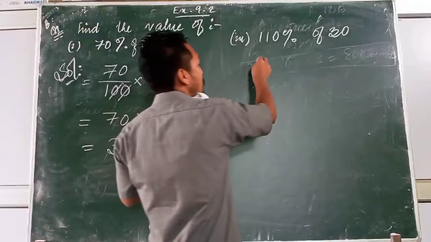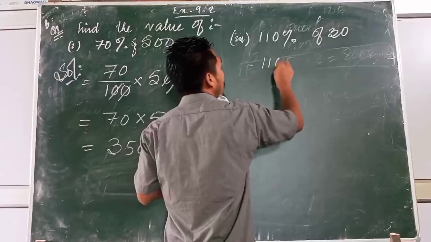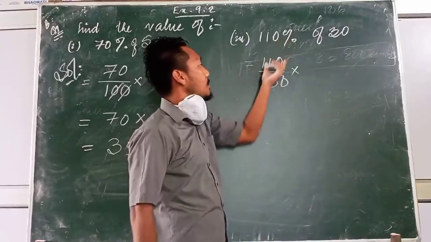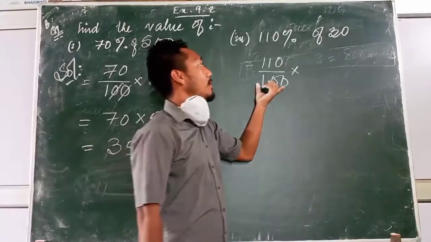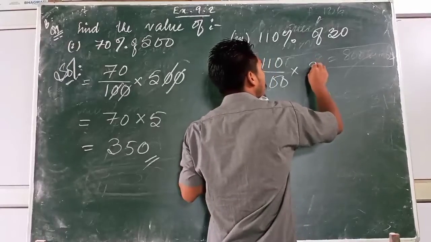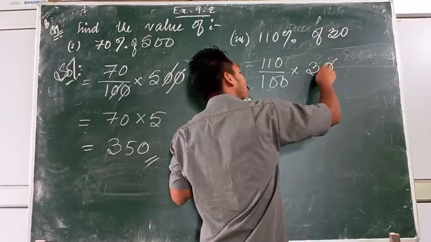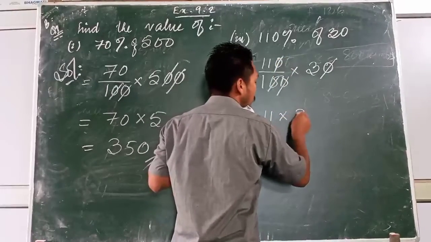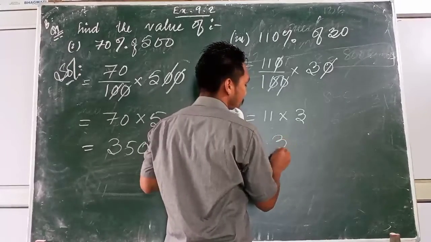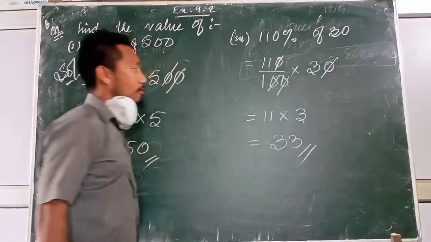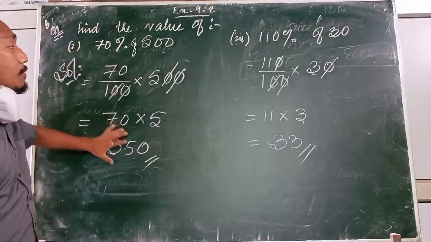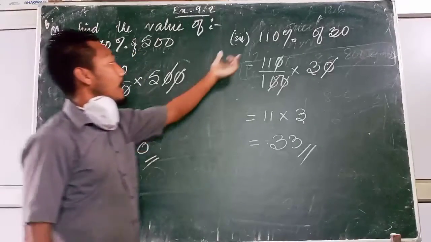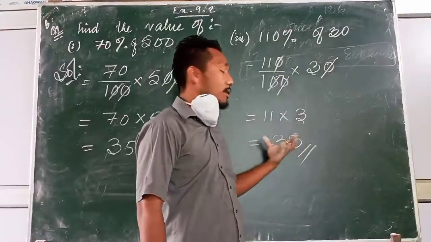Next, 110 percent is converted into 110 divided by 100. "Of" will be converted into a multiplication sign, times 30. The zeros cancel, 1 and 0 cancel, and your answer remains 11 into 3. If you multiply these two, 11 into 3 is 33. This is the solution of the first question: 70% of 500 is 350, and 110% of 30 is 33.